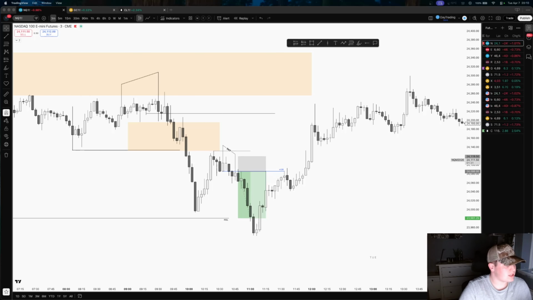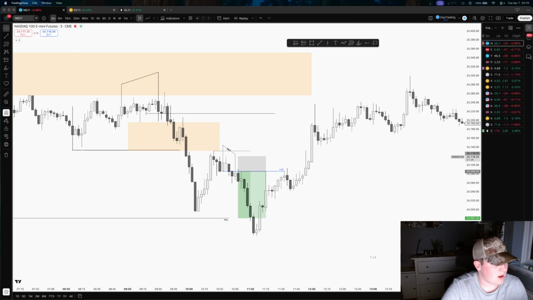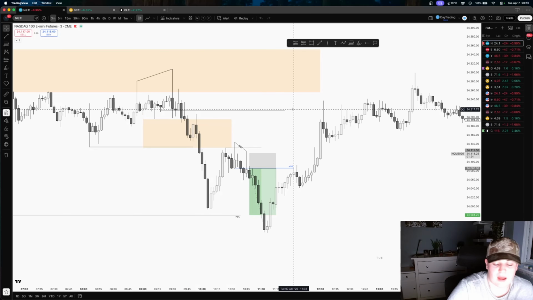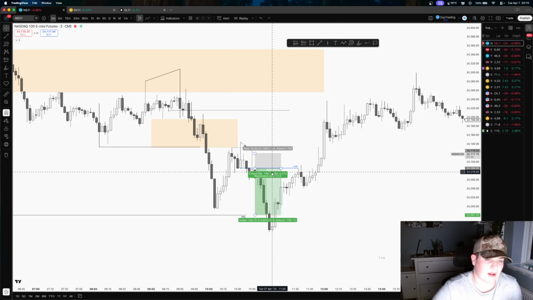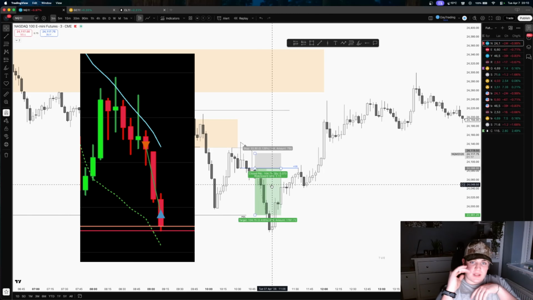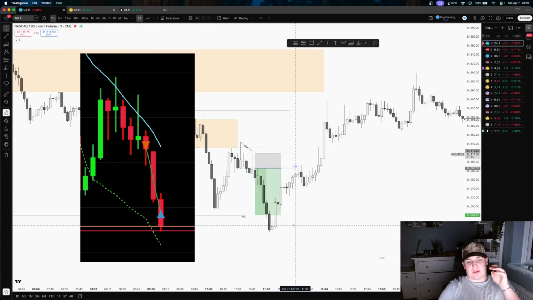Right, so this is the trade I took. It was NQ, sorry. And I'm going to break down the trade for you. I'll put the executions on screen in a minute, and that'll just basically be my trade executions. You can see where I got in, got out, etc.